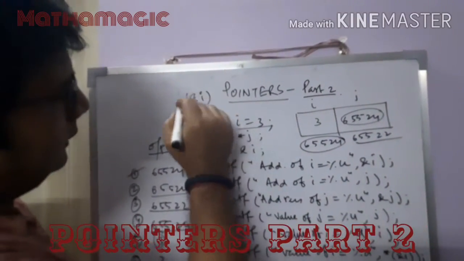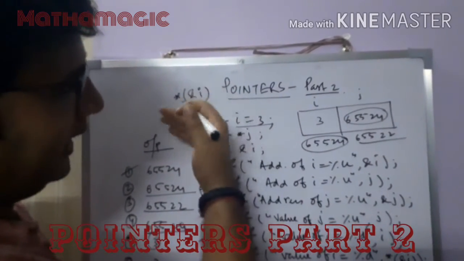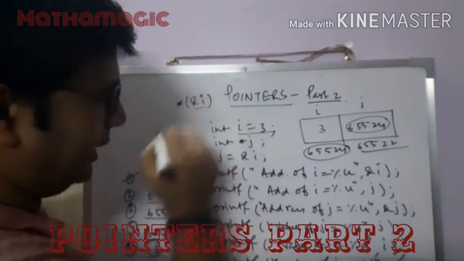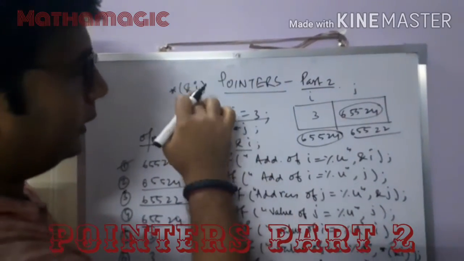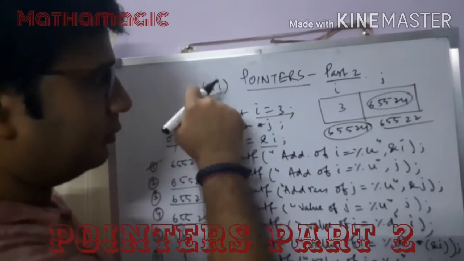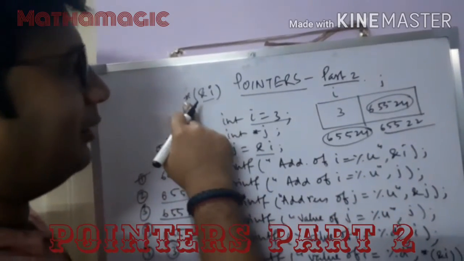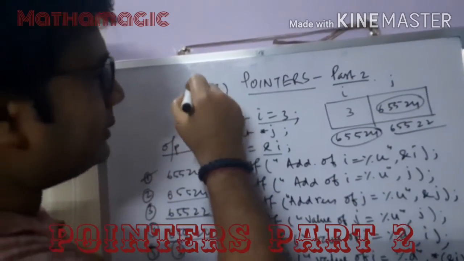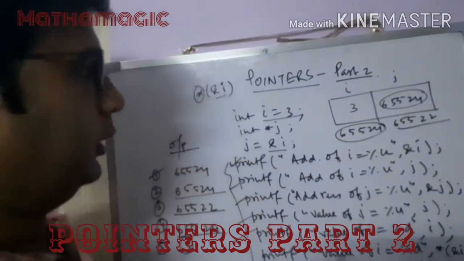Just listen. Ampersand of I means what? Address of I. Just remember this. Ampersand of I means address of I. We are using the same statement again and again. Ampersand of I means the address of I. Now star, we are using, that is within bracket, and we are using star before that. Star here means always the value stored.